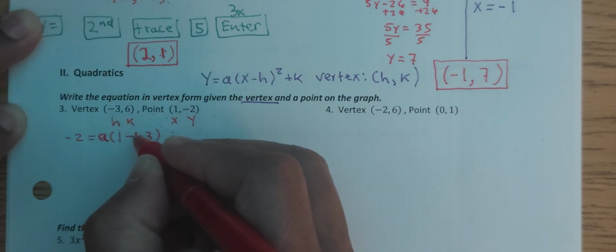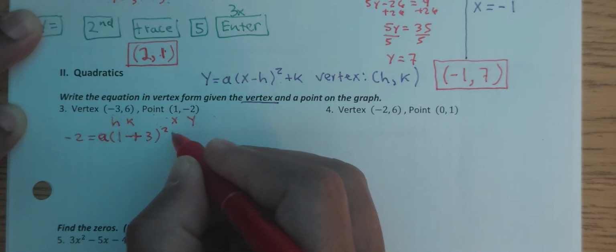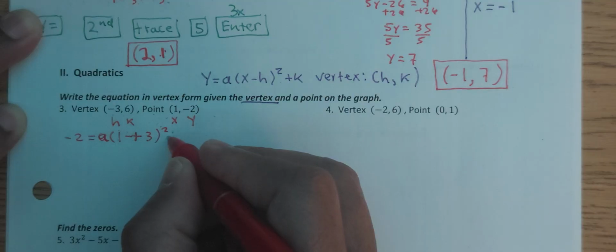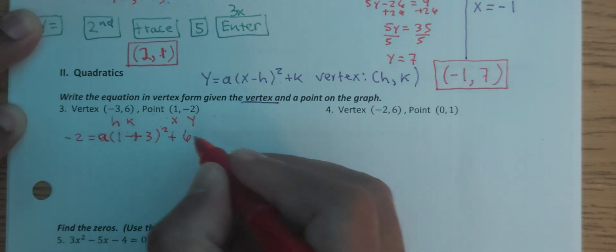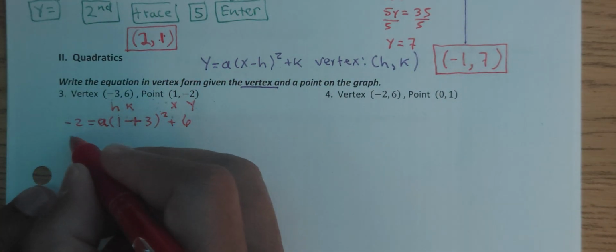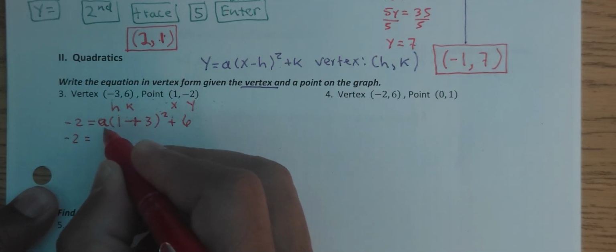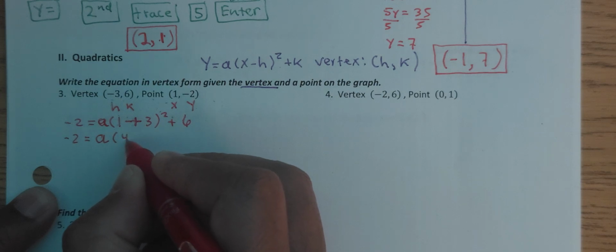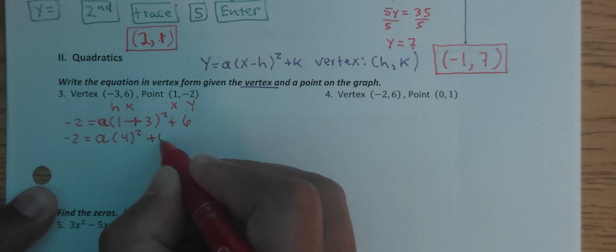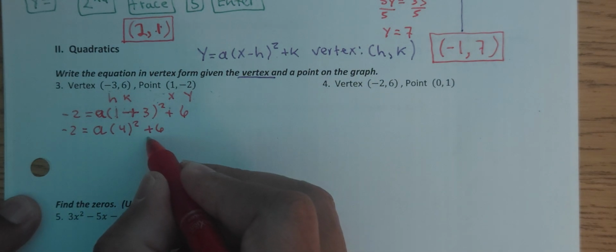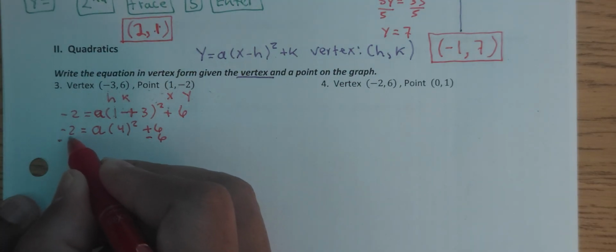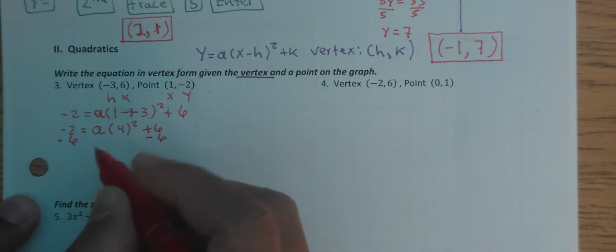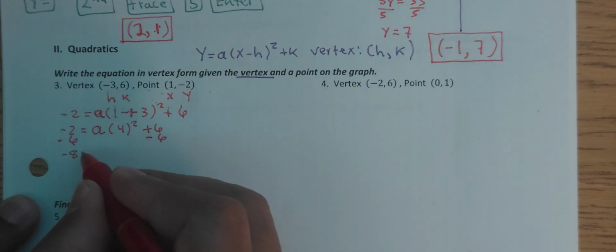That means this becomes plus. Take the square, and then plus the k value. The k value is 6. Okay, then simplify. So -2 equals a, 1 plus 3, that's 4, so 4 squared plus 6. Then I'm going to subtract the 6 from both sides so that I can get this expression by itself. So then this becomes -8.